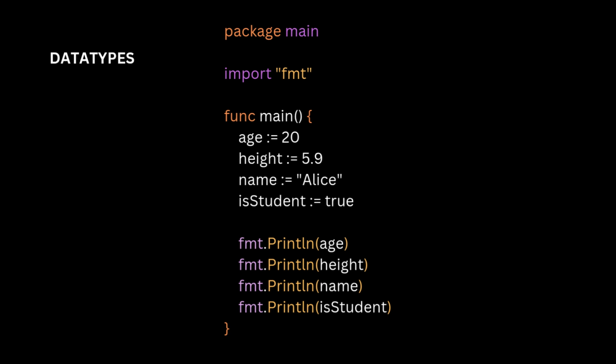So let's pause right there. What do I mean by strongly typed? Go is a strongly typed language, which means every variable has a specific data type. You can't accidentally mix incompatible types.